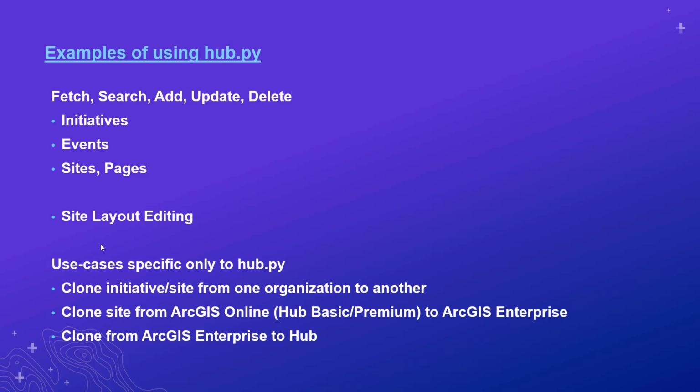You can clone initiatives and sites from one organization to another, irrespective of whether it's an ArcGIS Online Basic or Premium organization. It will intelligently know whether to return a site item or a site and initiative item for you. You can also clone sites from an ArcGIS Online, that's Hub Basic or Premium organization, to an ArcGIS Enterprise portal deployment and have a site with the same layout. You can similarly also clone sites from an ArcGIS Enterprise portal to Hub Basic or Hub Premium. Let's take a look at a bunch of these examples.